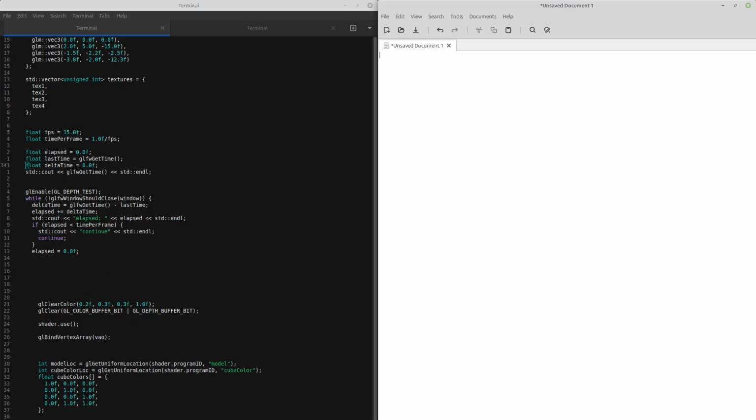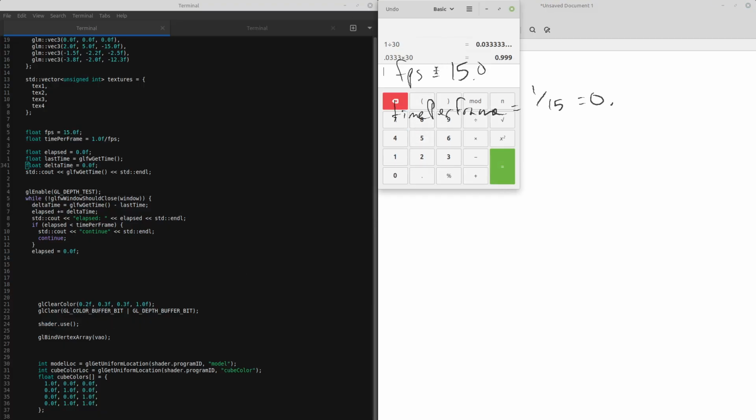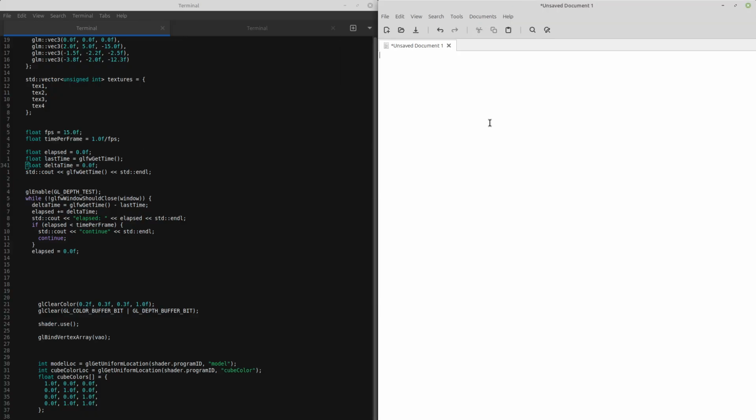Okay, maybe we should try writing this out. So we're saying our FPS is 15, which means our desired time per frame will be 1 over 15, which equals 0.0666. Right? Look at that, cool.